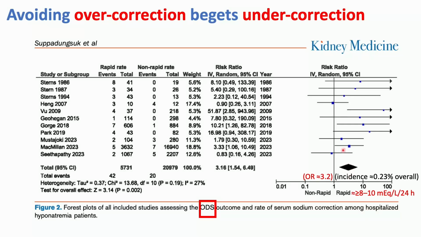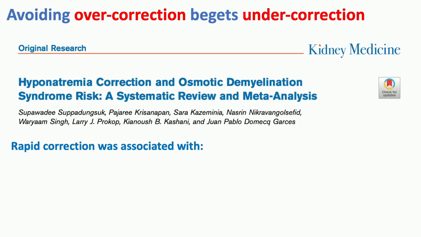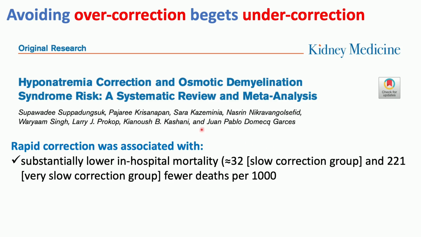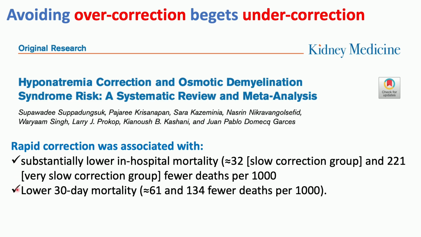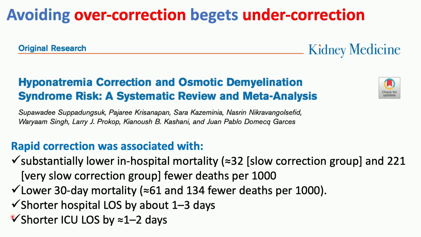Nevertheless, the rapid correction was associated with increased risk of ODS, with an odds ratio of about 3. But again, the good news is that with the rapid correction, a goal of 8 to 10 milliequivalents per 24 hours, the rate of ODS for these patients is really, really low. And the other good news is that the rapid correction was associated with substantially lower hospital mortality and also lower 30-day mortality, and also shorter hospital lengths of stay, by about 1 to 3 days, and also shorter ICU lengths of stay, about 1 to 2 days. So that I think was very useful.